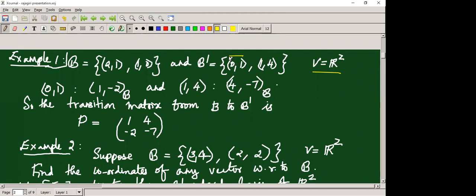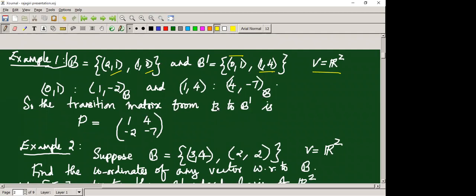You take the first element (0, 1) and write it as a linear combination of elements of B. That is, you find C1, C2 such that (0, 1) is equal to C1 into (2, 1) plus C2 into (1, 0). You solve the equation and you will get C1 as 1 and C2 as minus 2. So (0, 1) is (1, -2) with respect to B. Then (1, 4) as the second one: you write (1, 4) as a linear combination of elements of B. So (1, 4) is equal to (4, -7) with respect to B.